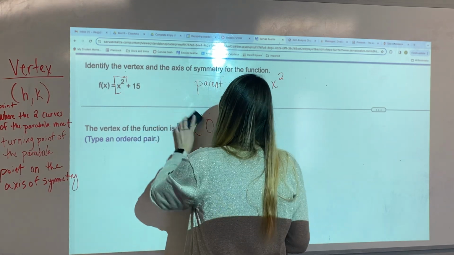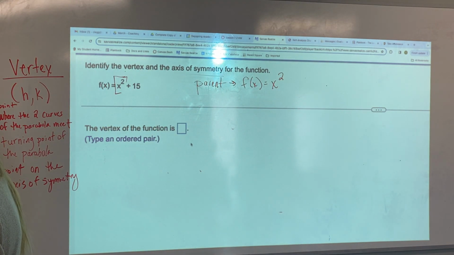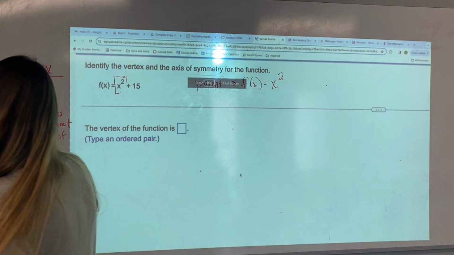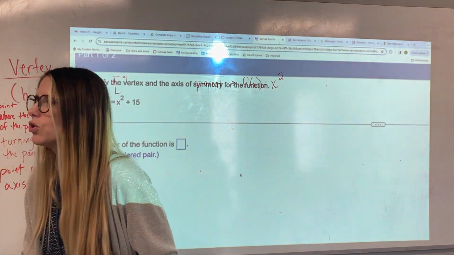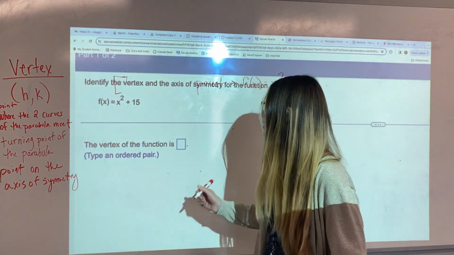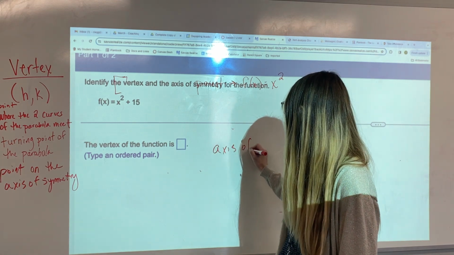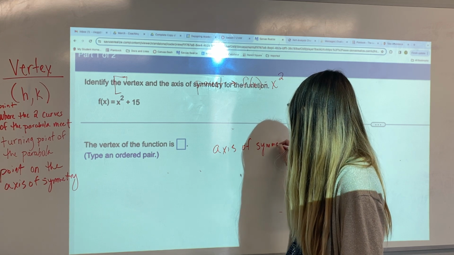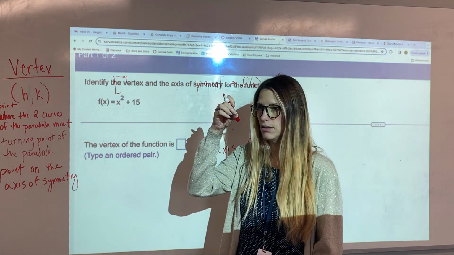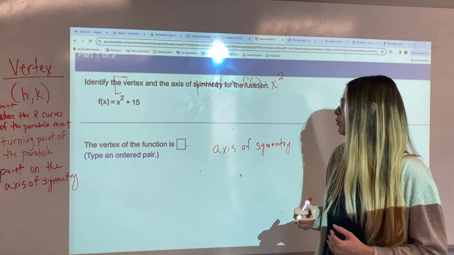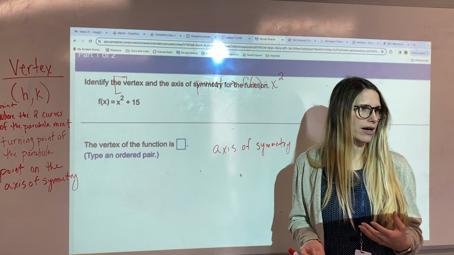Now we have a second part to this question. We know our vertex. Now it says, what's the axis of symmetry? We could probably answer that pretty easily. It's 0, 15. No, the axis of symmetry. So keep in mind that an axis of symmetry is an equation of a line. So we would give an equation of a line, not an ordered pair.